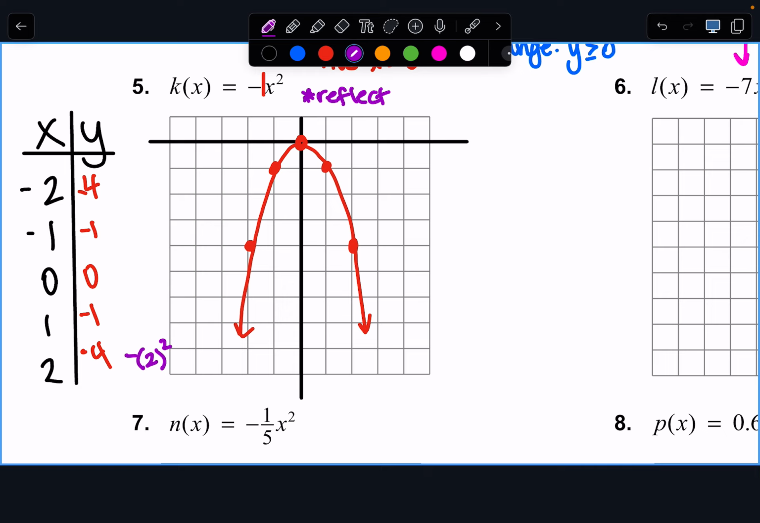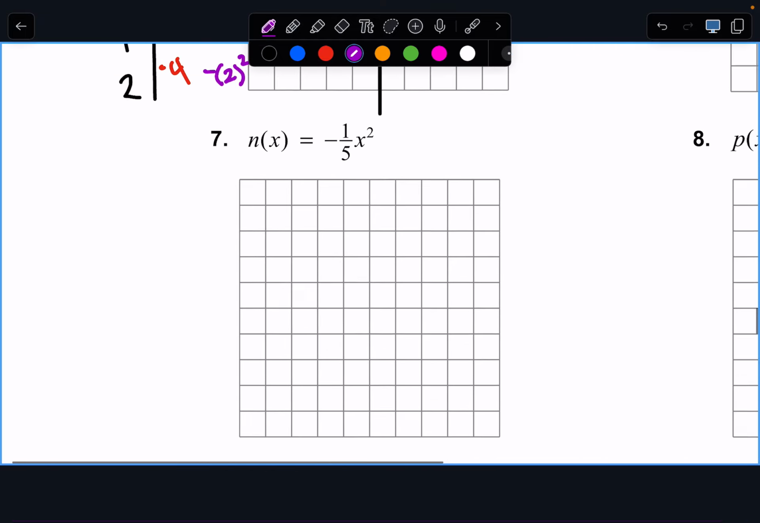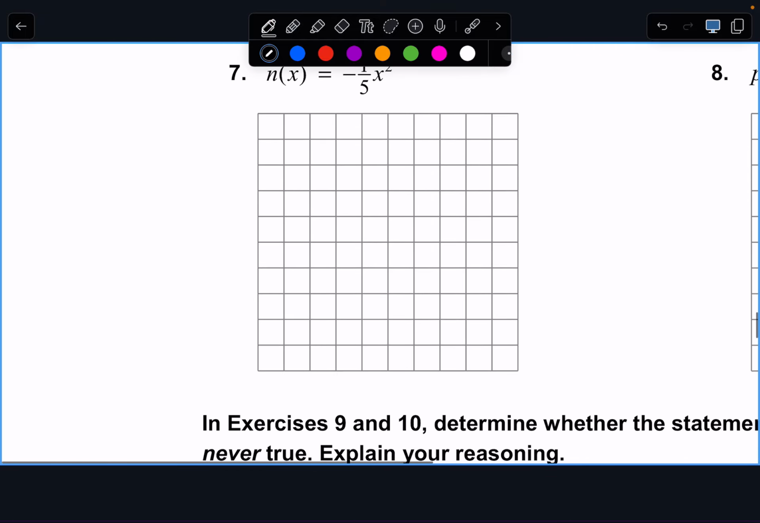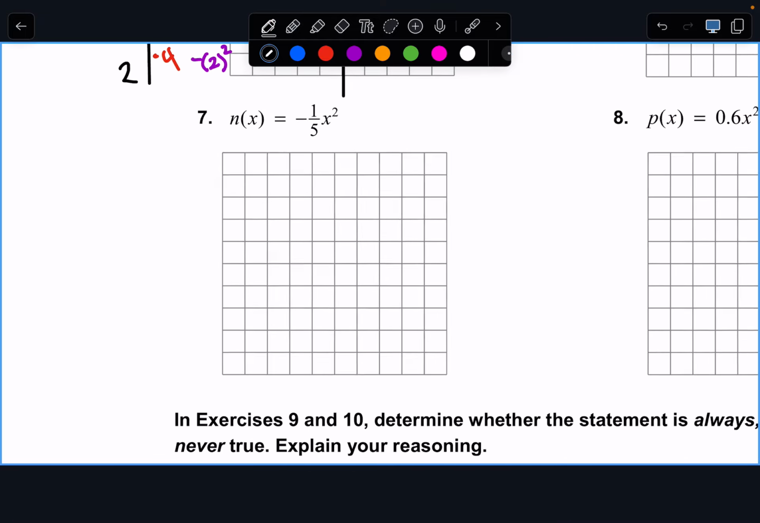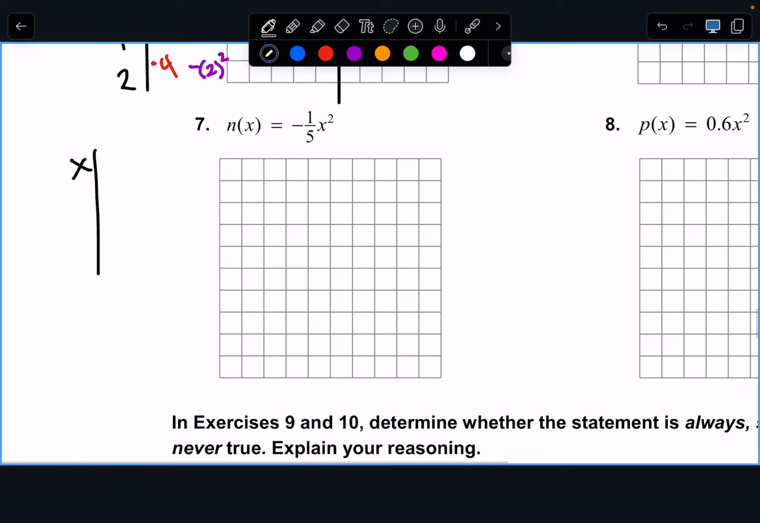All right, now I want to talk about number 7. Well, what do we know about number 7? It's a fraction. That's okay. Fractions are our friends. So first of all, what does this negative mean? It means it's going down. Okay, so we know it's going to be reflected. A is 1/5. And if A is 1/5, what does that mean about the shape?